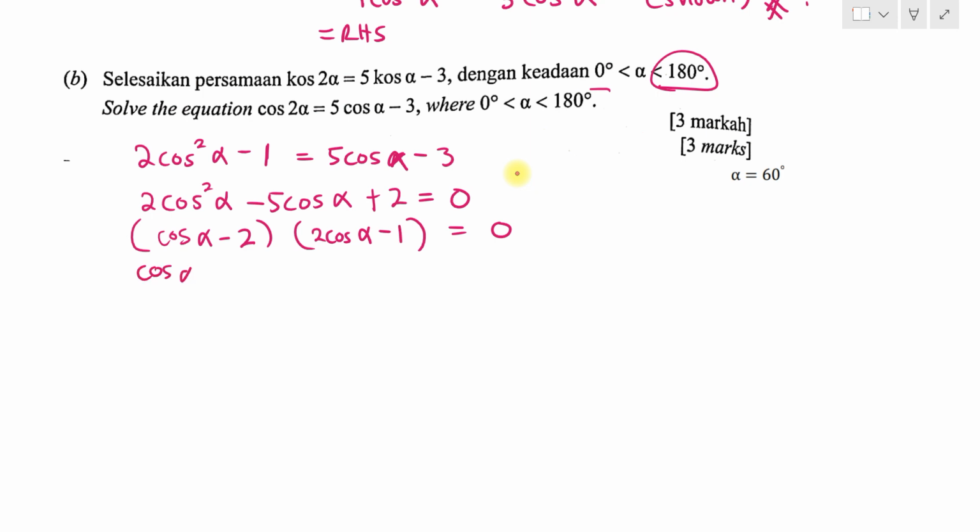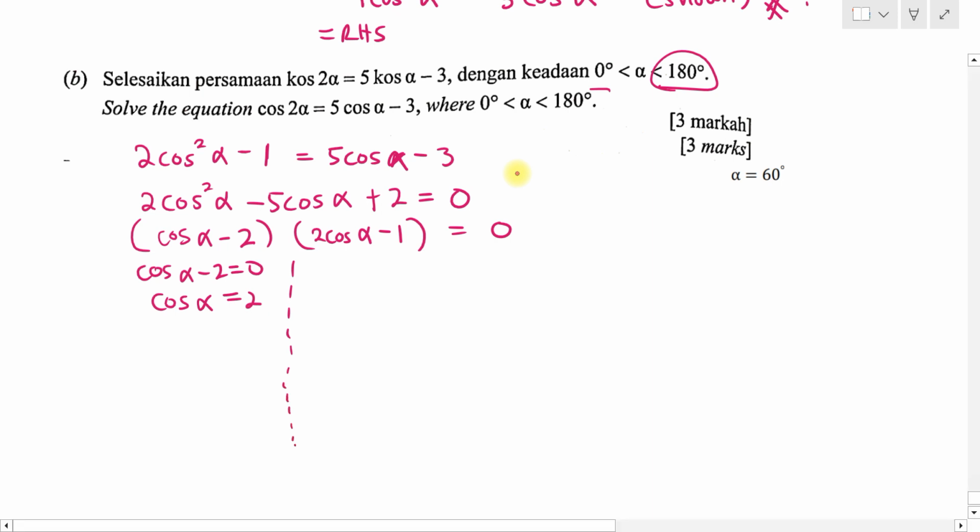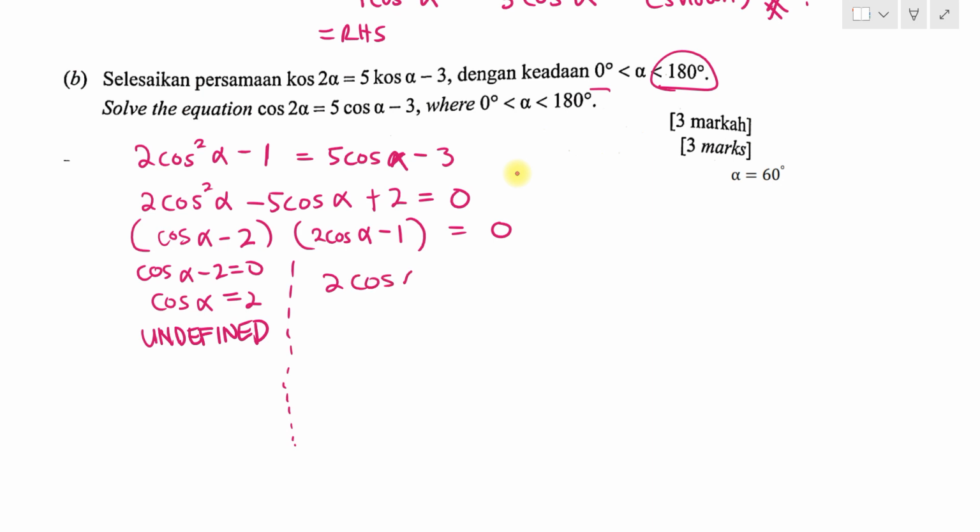So cos alpha minus 2 equal to 0. So cos alpha equal to 2, which I think this does not exist, right? Because the limit for the cos is negative 1 until 1 only. Anyway, we try. Yeah, it's math error, undefined. Okay, we move on to this. 2 cos alpha minus 1 equal to 0. So cos alpha is equal to 1 over 2.